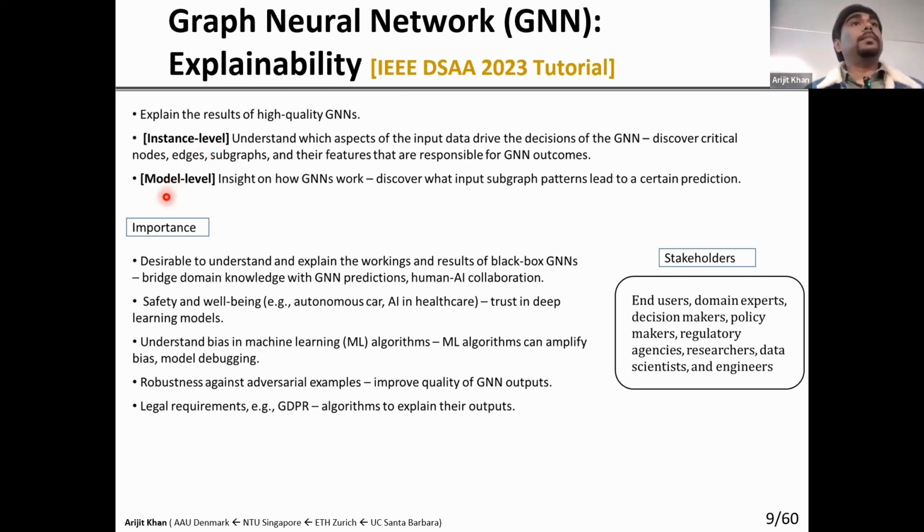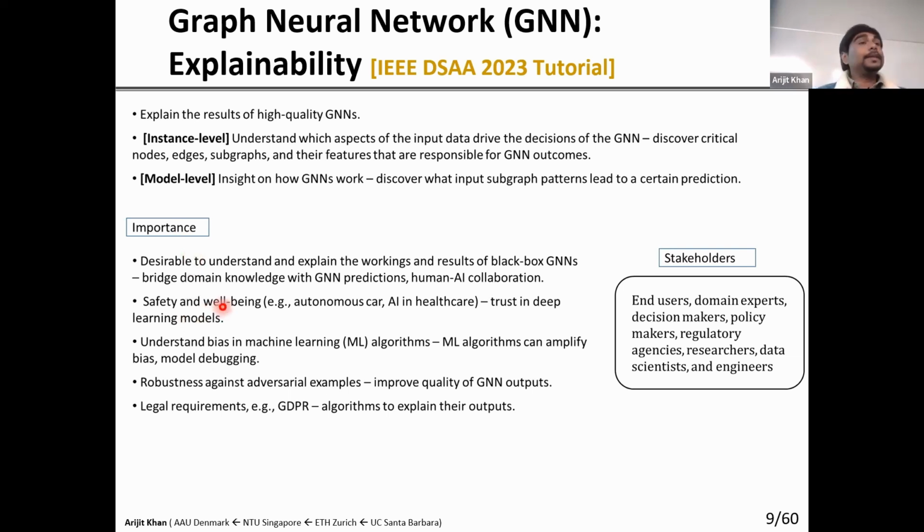Or it could be at the model level. So I want to understand the behavior of the model, generally in the context of a positive class or a negative class. Like what are the key patterns for this positive class? And why is this important? Well, because ultimately we are providing results for the end users, and these end users could be biologists, social scientists, policymakers. So it's very important that they understand the decision-making process at some level.